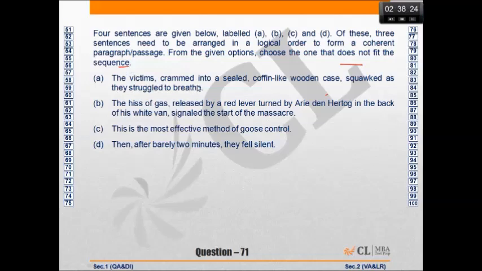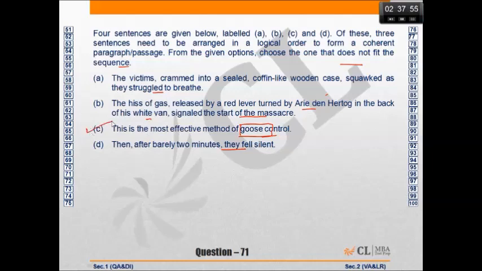The victims crammed in a sealed coffin-like wooden case gasped as they struggled to breathe. The hiss of gas released by a lever turned by Harry in the back of his white van signaled the start of the massacre. This is the most effective method of goose control. Okay. Then after 2 minutes they fell silent. This talks about goose control. This talks about victims, hiss of gas. Okay. In the back of his white van.